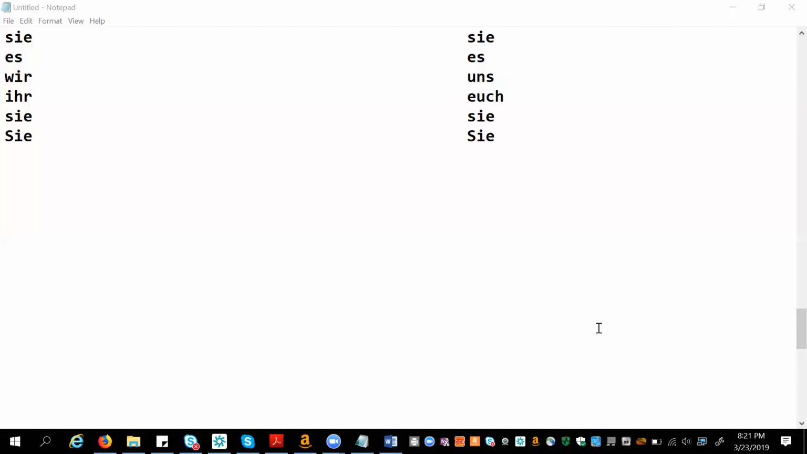Wo wohne in Bengaluru. Nein. I live in. Ich wohne. Oh, ich wohne, sorry. Ich wohne in Bengaluru. Und wo ist Bengaluru? Wo ist Bengaluru? Bengaluru ist in Karnataka. Hello. Yep.